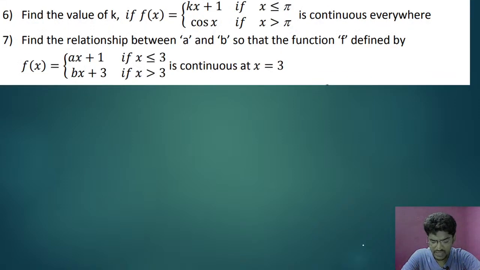I will go for the 7th one if you have no doubts. So quickly tell me, all of you, have you understood all 6 problems? Now I will go for the 7th one.